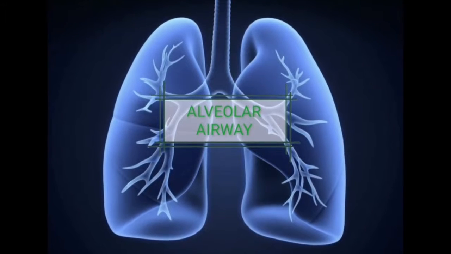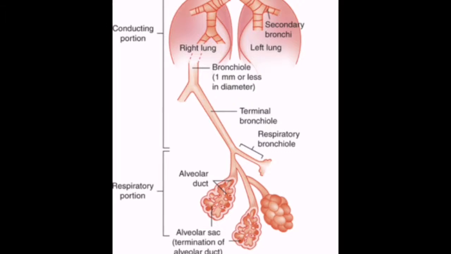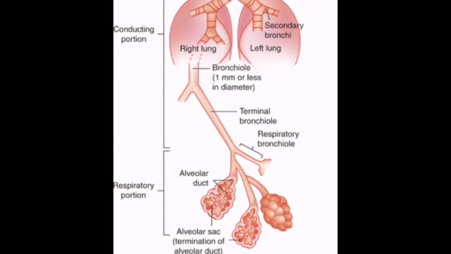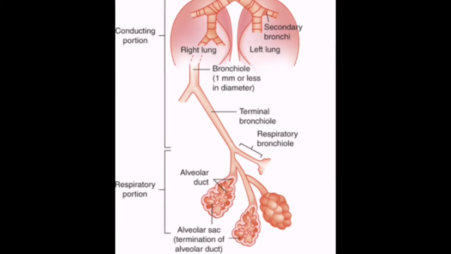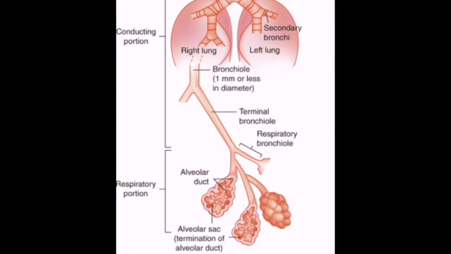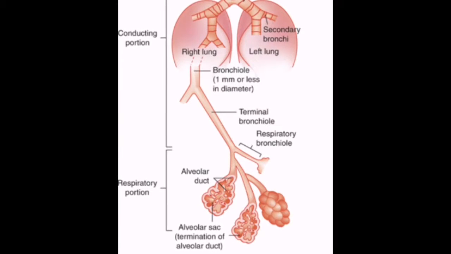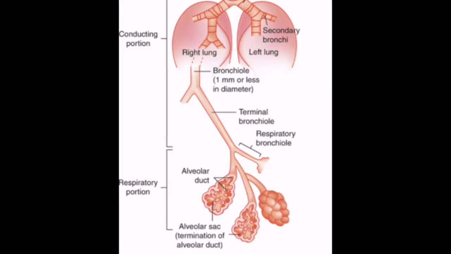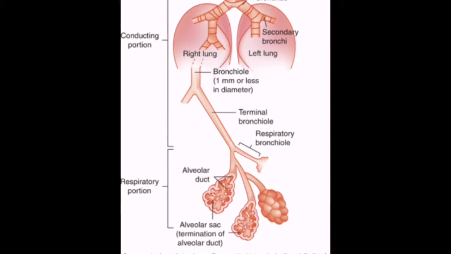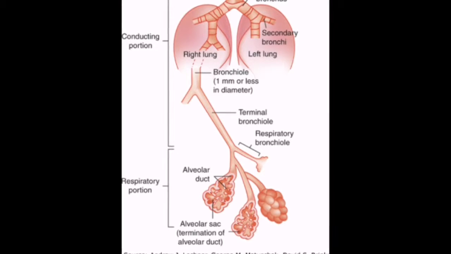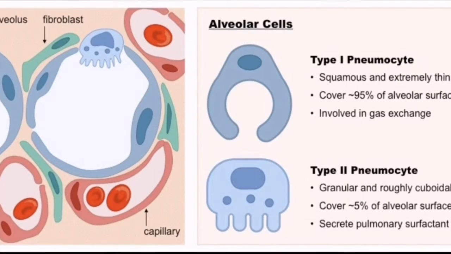The alveolar airway. Between the trachea and the alveolar sacs, the airways divide 23 times, and the last 7 generations form the transitional and respiratory zones where gas exchange occurs. These are made up of transitional and respiratory bronchioles, alveolar ducts, and alveoli. These multiple divisions greatly increase the total cross-sectional area of the airways.